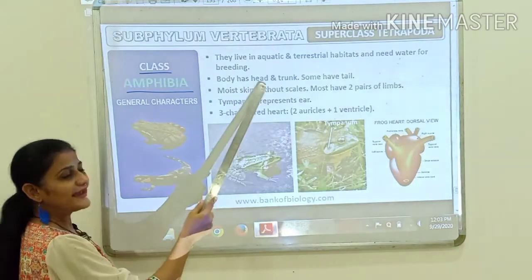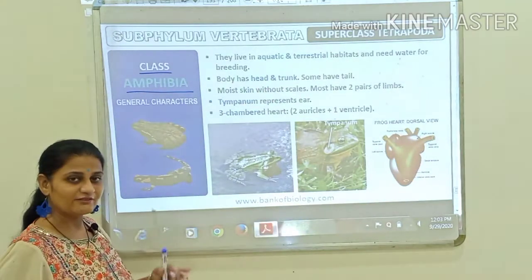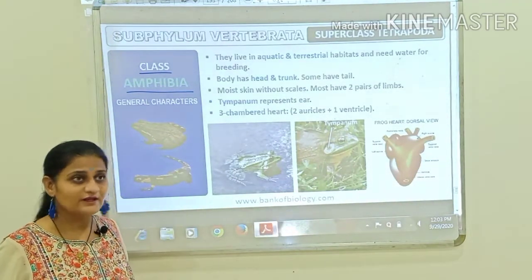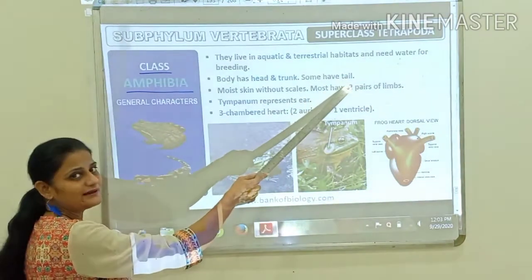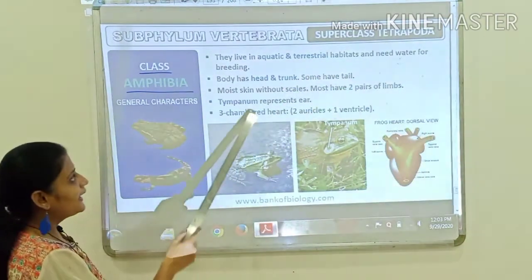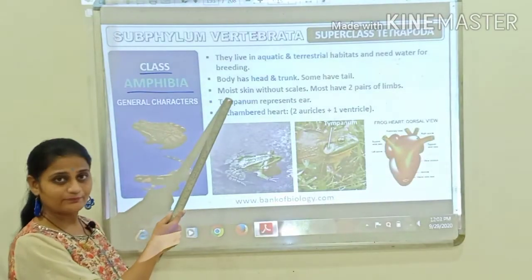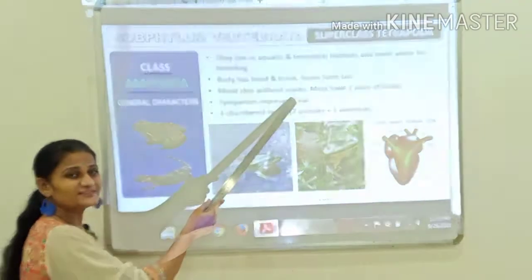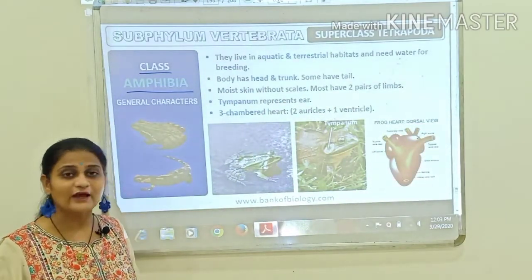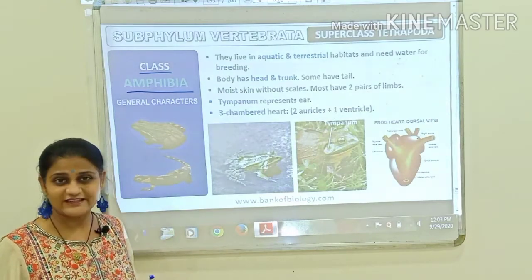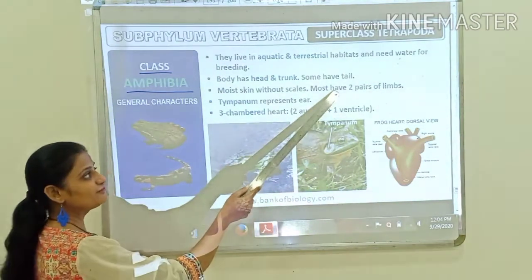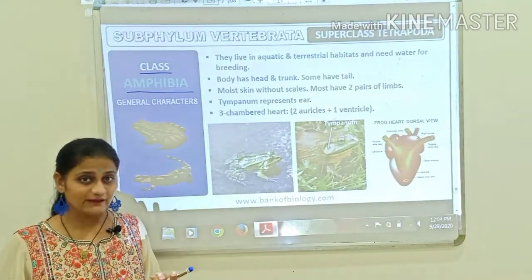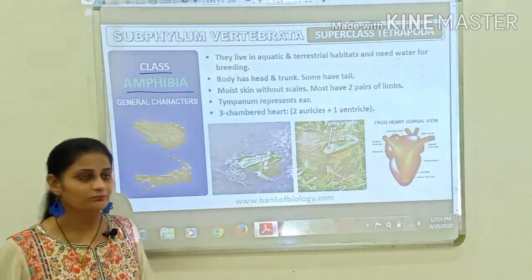The body has head and trunk. In most of the amphibians, the body is divided into head and trunk. In some of the organisms, tail is also present. They have moist skin. Moist means pani wali, ठीक है? So they have moist skin without scales. Like fishes, they do not have scales on their body, but their skin is moist. And they have 2 pairs of limbs. ठीक है, limbs हैं और वो भी 2 पैर में, right? That means total there are 4 limbs.